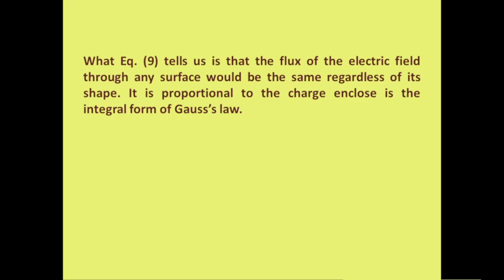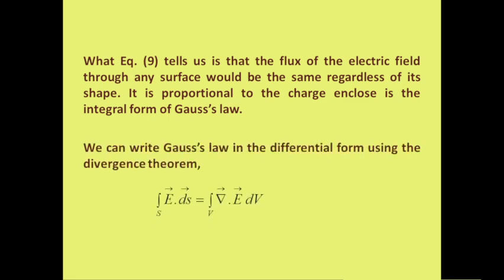Equation 9 tells us that the flux of the electric field through any surface would be the same regardless of its shape. So it is proportional to the charge enclosed, which is the integral form of Gauss law. We can write Gauss law in differential form using the divergence theorem. We have the integral of E dot ds, a surface integral, and if you want to write it in differential form, we convert the surface integral to a volume integral. That is called the Gauss divergence theorem. So del dot E dV, if we convert surface to volume integral.